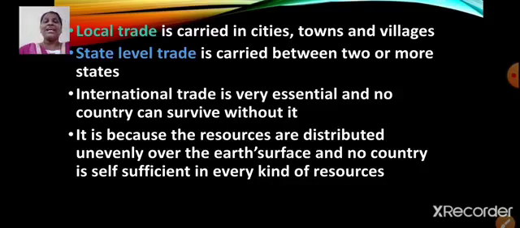It is because the resources are distributed unevenly over the earth's surface and no country is self-sufficient in every kind of resources. Now let me explain this. The natural resources are not distributed equally over the earth's surface. Hence, no country is self-sufficient in every kind of resources. So the countries need to depend on other countries for some or the other goods or services.